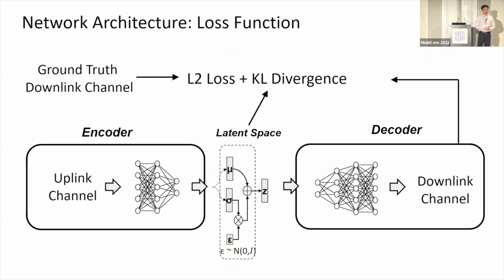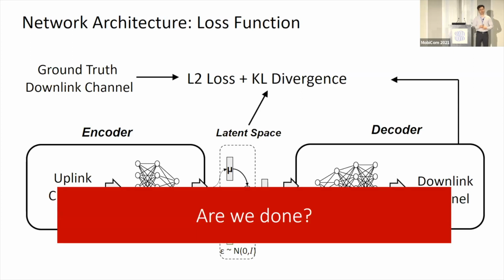And we design our loss function to be the combination of L2 loss plus KL divergence. KL divergence can make sure that the latent space is meaningful, which means that encoded uplink channels close to each other in the latent space should not be too different. And also, we use L2 loss to enforce that the predicted downlink channel resembles the ground truth. Great. So far, I've introduced to you our neural network architecture used to predict the downlink channel. So can we start to feed in the uplink channel and start the prediction?